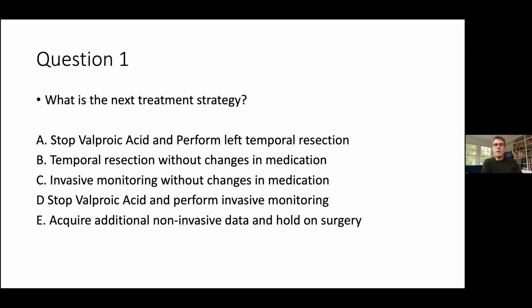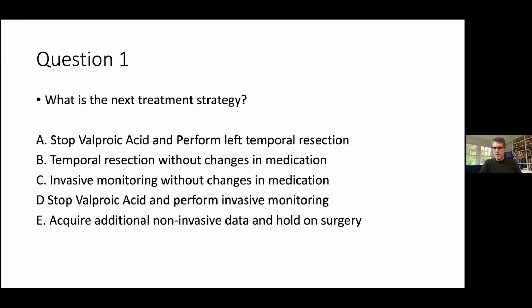Excellent. So most of our attendees chose answer D, stop valproic acid and perform invasive monitoring. Very good. This was what was intended initially. Jorge, I think it's important to point out that this question probably has greater disparity of answers than any other question we've had today. Yeah, there's almost 20% on all five choices. Very well said. Yes, absolutely.